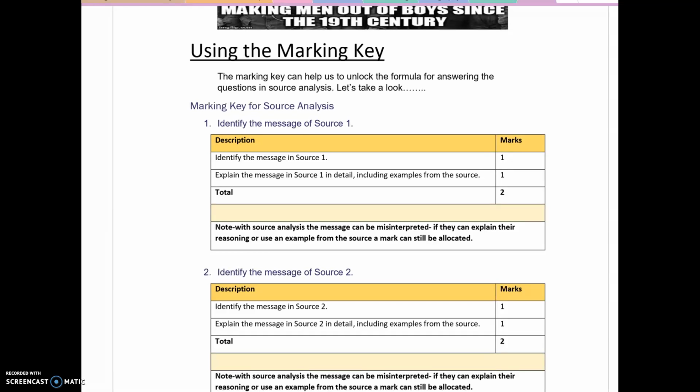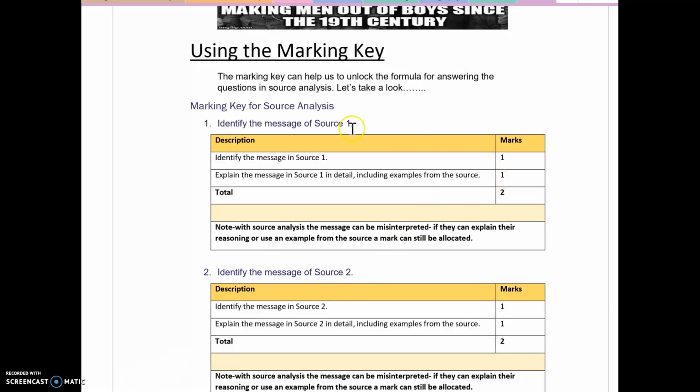Okay, and welcome back to the last lecture for source analysis. In this assessment, you have the questions, as you know, up front, and here is the marking key that I've broken down. On your task sheet, this will all be on one big marking key, but I thought it might be useful to break it down so that you understand what you need to put in your answer.